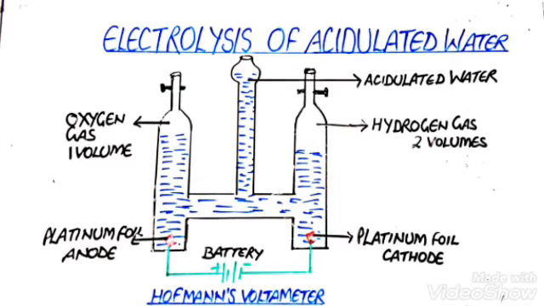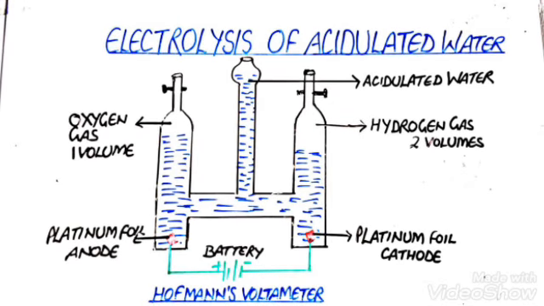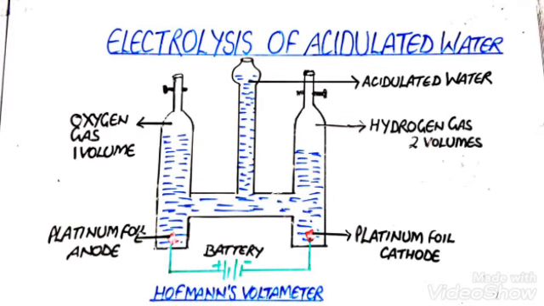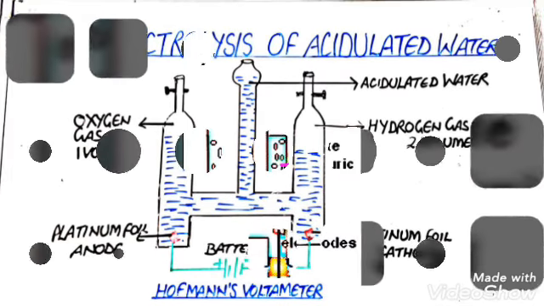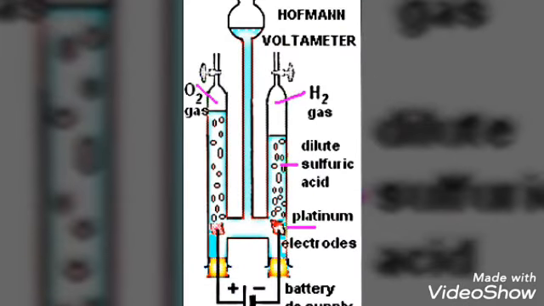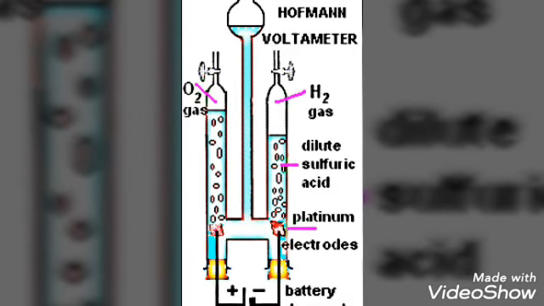Electrolysis of acidulated water. Acidulated water means water containing a few drops of sulfuric acid. Sulfuric acid is added to make water a good conductor of electricity. This process is performed in a special type of apparatus which is called Hofmann voltameter. In this apparatus, there are three interconnected tubes.